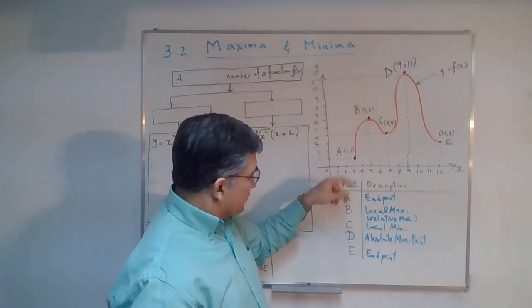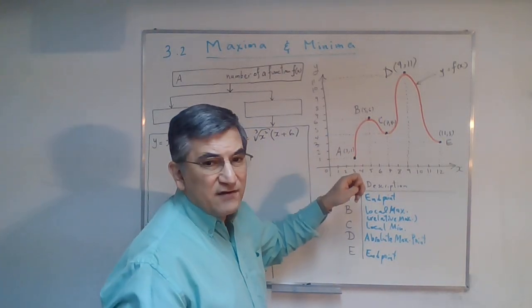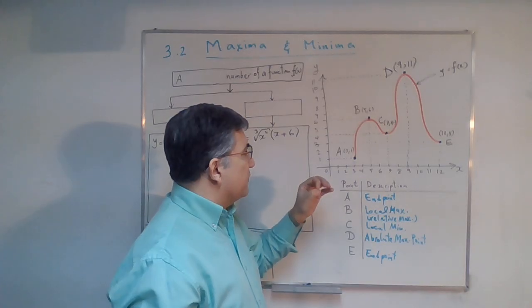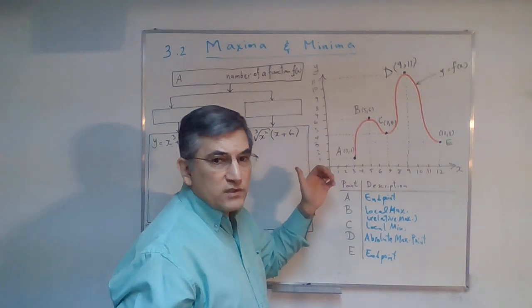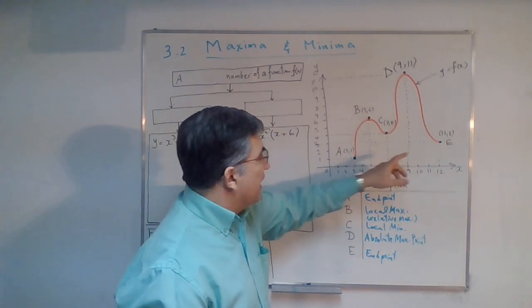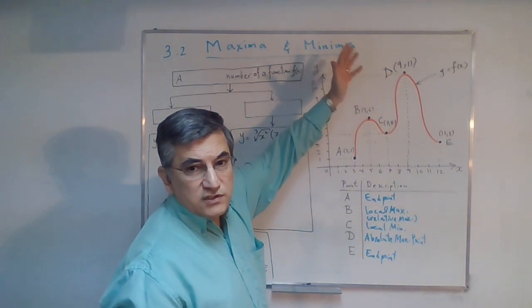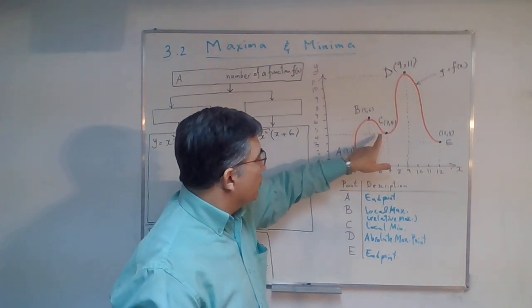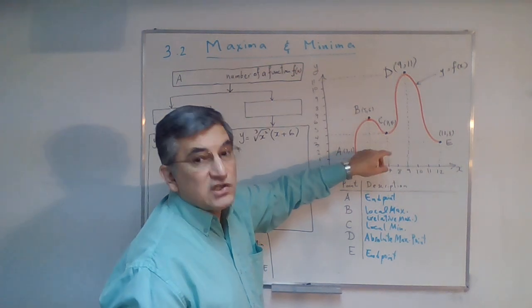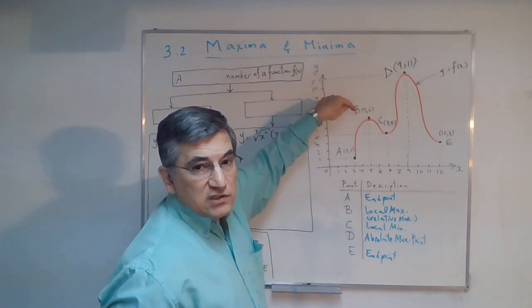I'm just looking for some point which would have absolutely the lowest y value. And I look at point E, we have y coordinate of 3. Point D, as in our question, was the absolute max point. Point C has a y coordinate of 4, it's a local minimum point. Point B was a local max.